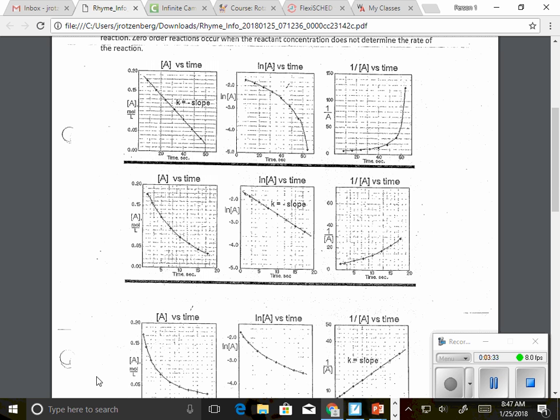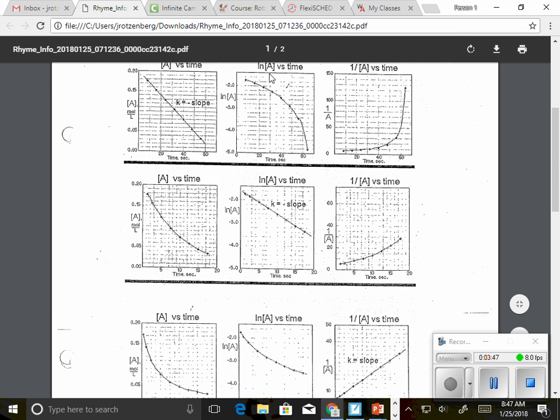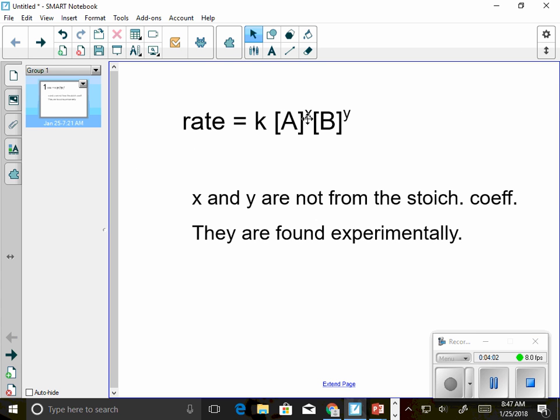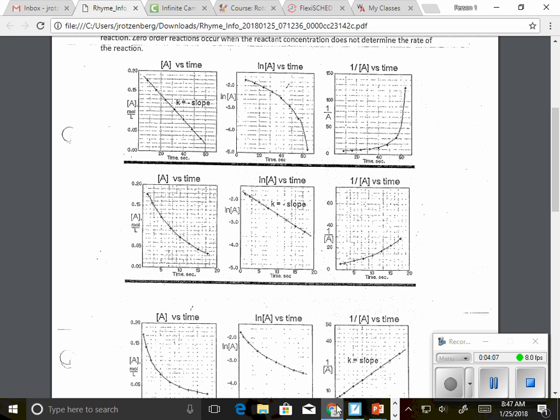In the lab next week, and then probably on an assessment at some point as well, you need to be able to look at 3 different types of graphs: concentration versus time, natural log of concentration versus time, and 1 over concentration versus time. Whichever graph is linear tells you the order of the reaction. So when we try to figure out what is this exponent here or this exponent there, it's based upon graphic analysis. What will give us a linear change?